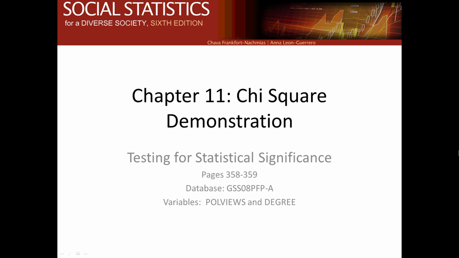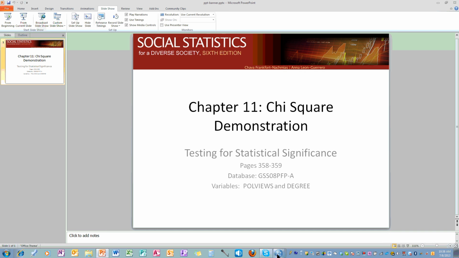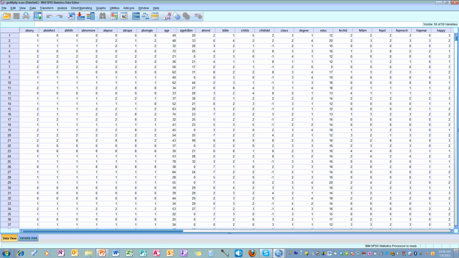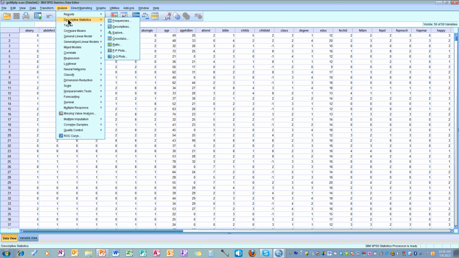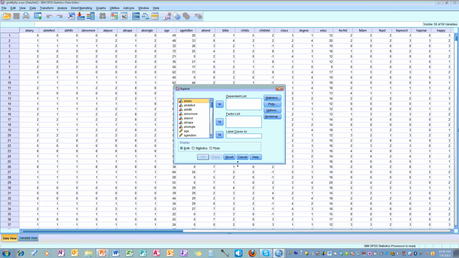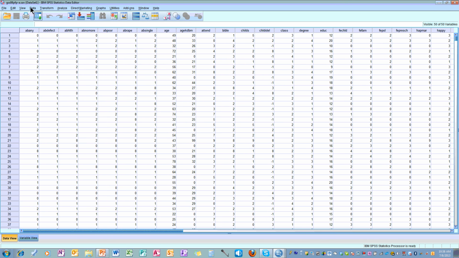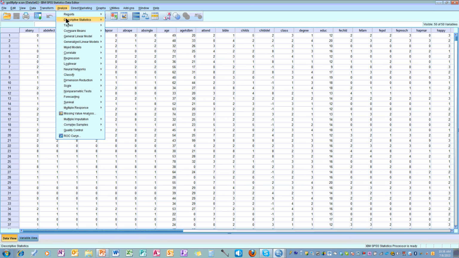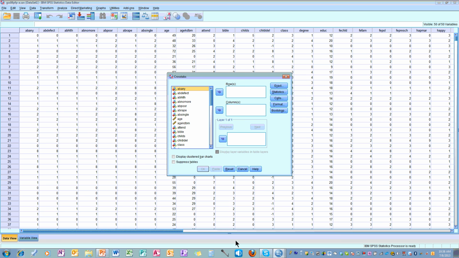Let's get started by getting the 2008 GSS subset, and I've already got it uploaded here. In terms of this quick demo, what we want to do is go to Analyze, Descriptive Statistics, and then go back down to our crosstabs. Oops, not Explore, I'm sorry. We want to go to Analyze, Descriptive Statistics, and Crosstabs.